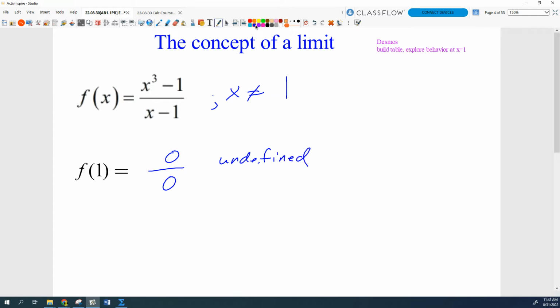It's undefined. Okay, but maybe we could do something more than just say it's undefined. Maybe we could ask ourselves, okay, yeah, it's undefined, but what value is the function approaching at 1? Let's go to our graph and see. That's right, it's undefined.